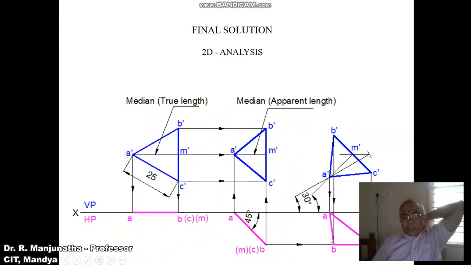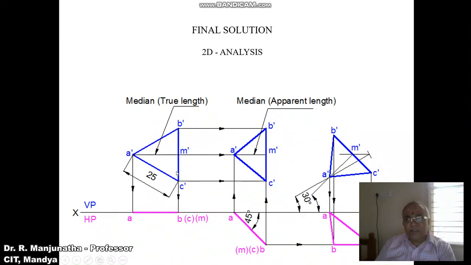And then join A dash to B dash, A dash to B, A to B, B to C, C to A with a dark line. So this is how you will be able to write the final sketch in the sketchbook. To know whether our drawing is right, even in the final position we can see the corner of the triangular lamina is on VP such that the median makes an angle of 30 degrees with respect to HP, and the corner is resting on VP such that the median is inclined at 45 degrees to VP, and it is a triangular lamina of 25 mm.